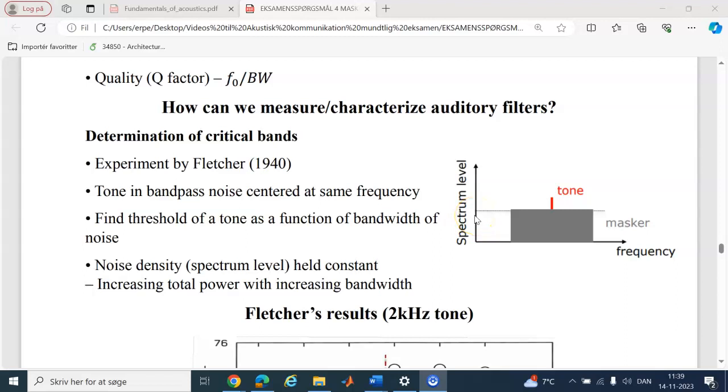How can we measure, characterize auditory filters? Critical bands, the experiment of Fletcher 1940. Tone in band pass noise centered at the same frequency. Find the threshold of a tone as a function of bandwidth of noise.